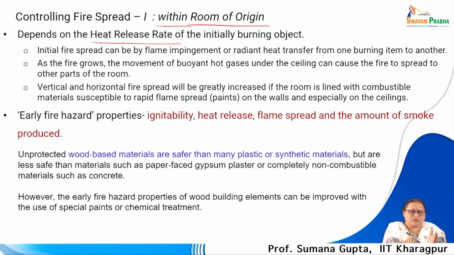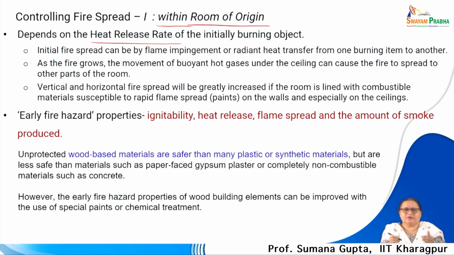Now, initial fire spread can be flame impingement or radiant heat transfer from one burning item to another. So, within a room itself the fire can grow if it can touch or reach by its radiant heat or by some flames touching the next material. So, gradually the fire spreads, but remember the flashover. Until the flashover is reached, the fire is moving, fire is still under control and the evacuation process is on.